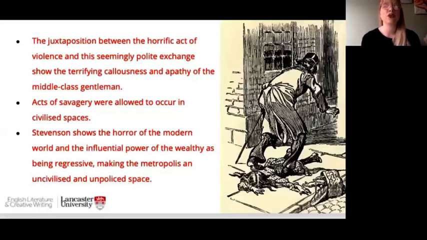And finally, Stevenson shows the horror of the modern world and the influential power of the wealthy as being regressive, or making the city appear more regressive. So the metropolis is becoming an uncivilized and unpoliced space for those who have money.